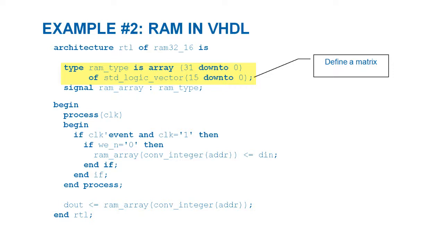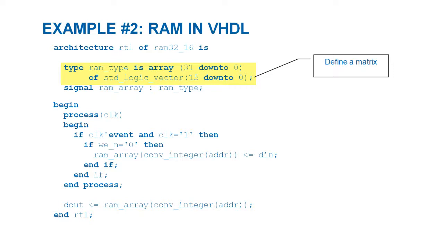To be able to write to the address, we need to convert the address, because the address is given as a logic vector. Our data type, the RAM type, is indexed by integers, so we have 31 down to 0 as integers, whereas our address bus is standard logic 4 down to 0. So we need to convert this standard logic vector 4 down to 0 into an integer. After the conversion into an integer, at this address location we write the input data.